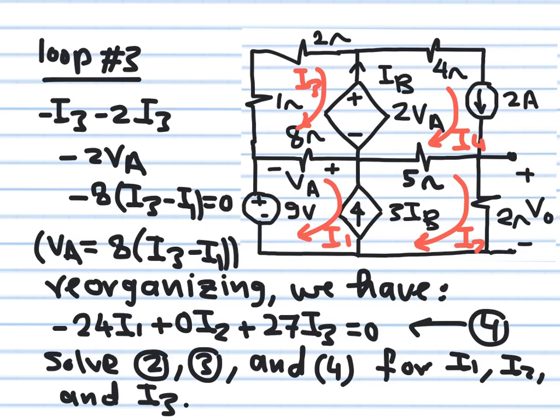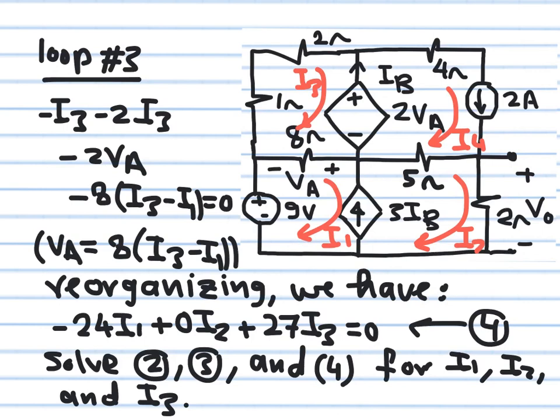I have to write VA in terms of my unknowns. My unknowns in loop analysis are the currents I1, I2, I3, and I4. So you can see this is VA. I1 is flowing from left to right here. I3 is flowing from right to left. So VA is nothing but 8 ohm multiplying I3 minus I1. Okay? So every time you see VA, you replace it by 8 times (I3 minus I1) because of the assumed polarity of VA.